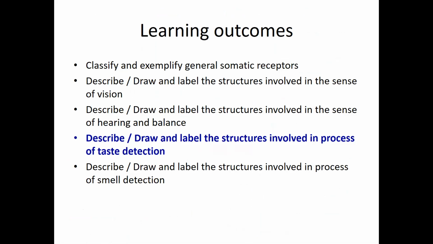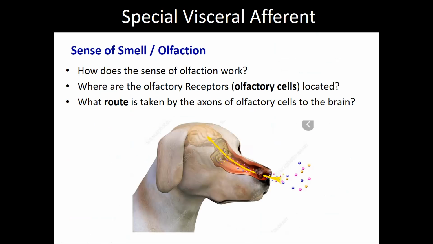So that finishes our second last learning outcome. And now we'll move on to the last one, which is also special visceral afferent. But this is the sense of olfaction or sense of smell. So if you look at this diagram, these chemical substances or molecules, which are representing a certain smell, are entering into the nostrils of the animal and then the nasal cavity.